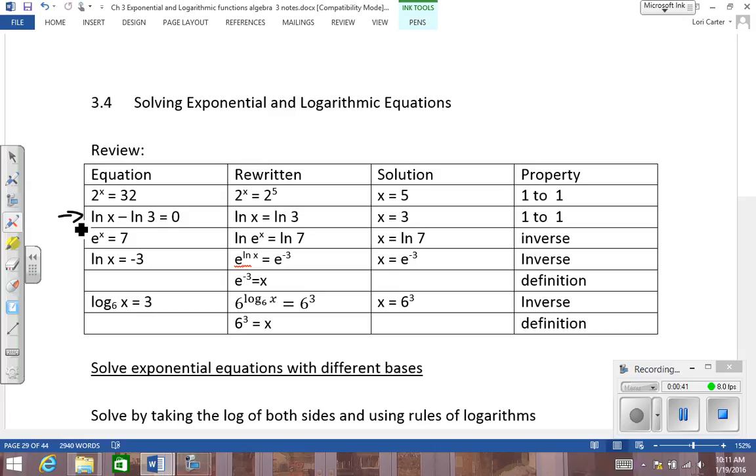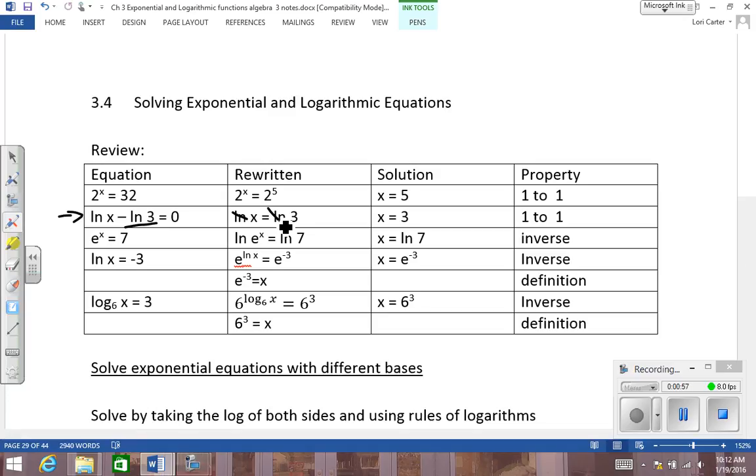The other way is to take the natural log and bring it to the other side. Now you have a natural log on both sides, so they both cancel. x equals 3. Just a little bit easier. All right? You can do both. One's not better than the other.